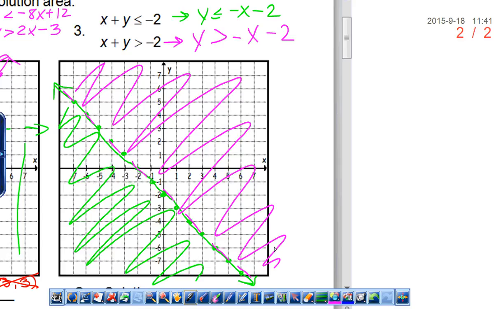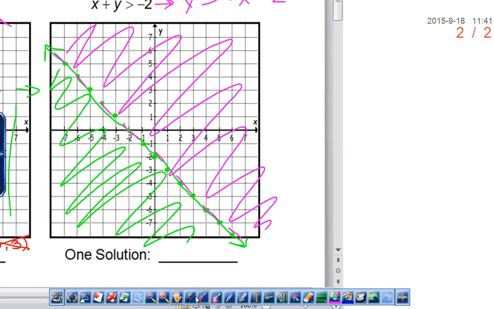Okay, so this is kind of strange. Do the shadings ever overlap? No. What about on the line? Are points on the line a solution to the system? No. Why not? Yeah, one's dotted and one's solid. So what do we know about this system? No solution. Yeah, there are no solutions here, because any solution has to satisfy both inequalities, and that wouldn't work.